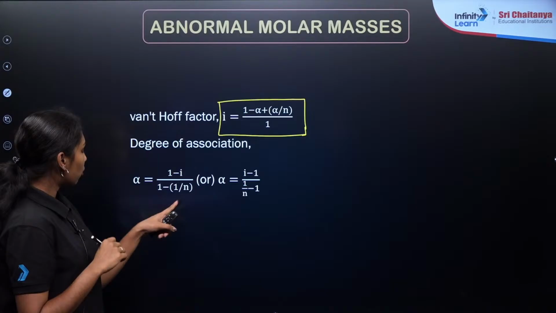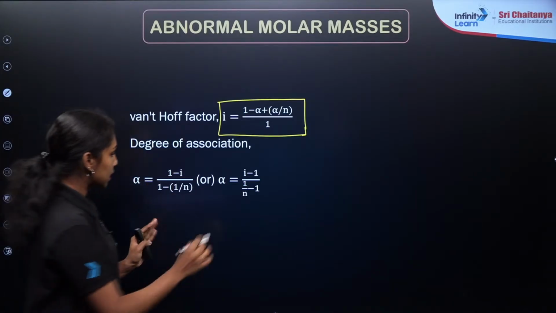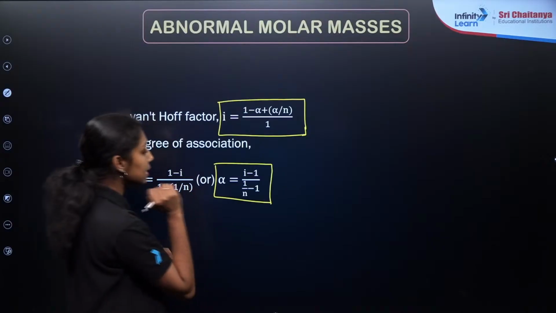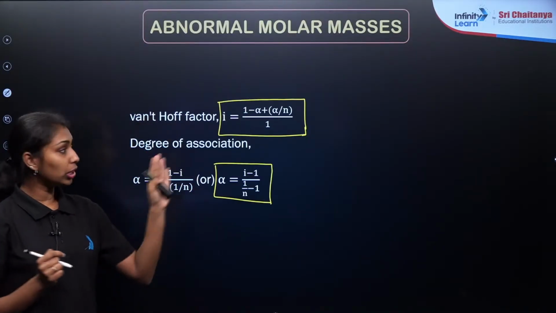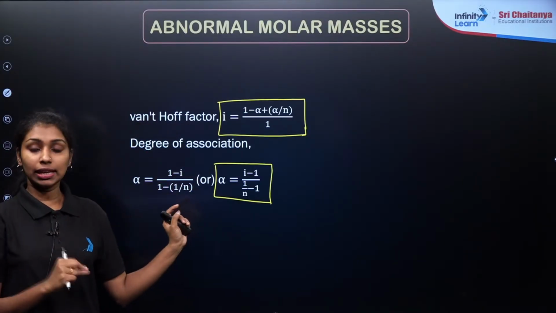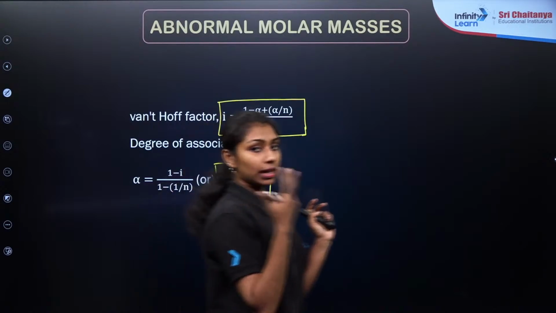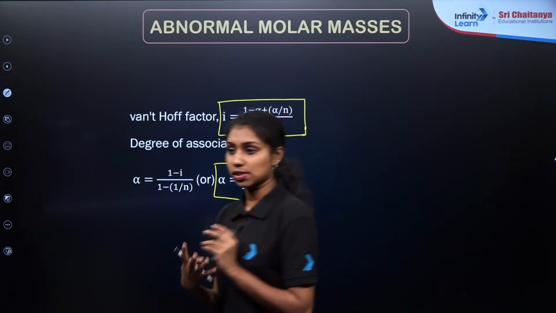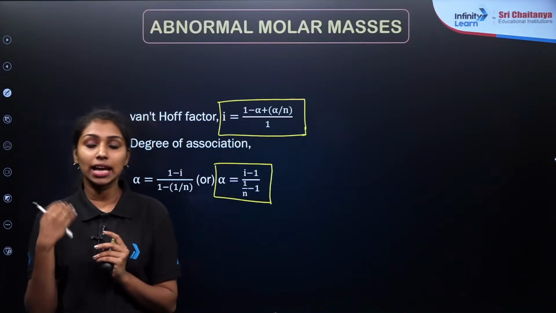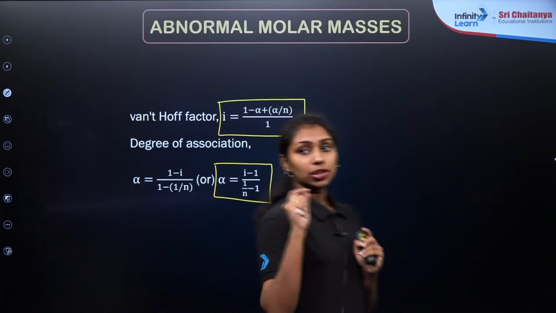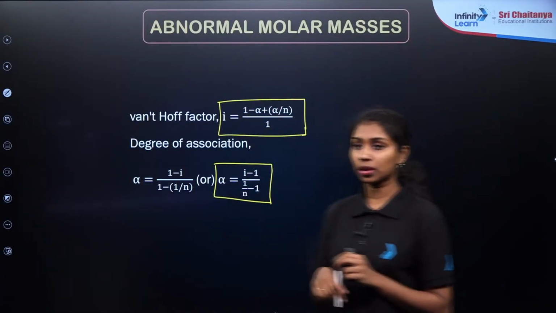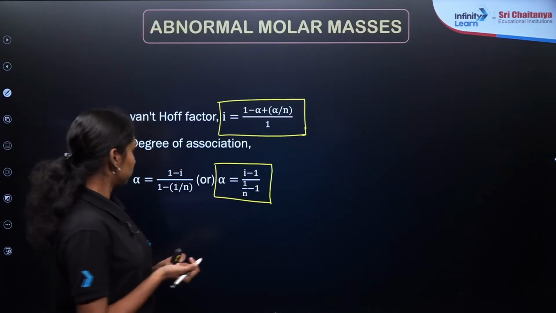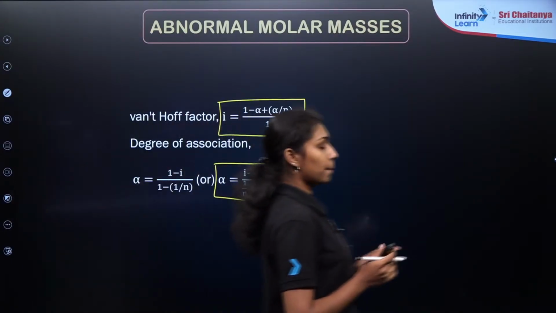From that we can find out the value of degree of association. Alpha is given here as i minus 1 whole divided by 1 by n minus 1. So you need to memorize these formulas given here. According to the question, if you are talking about dimerization, you can apply the formula here. If you are talking about dissociation, for example in the case of KCl, NaCl and other electrolytes, we can use the previous formula. Clear?